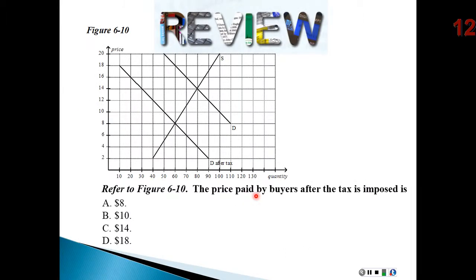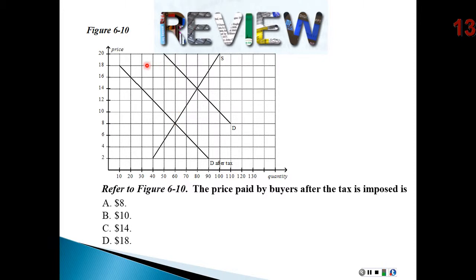The price paid by buyers after the tax is imposed. Okay, so here we have the original equilibrium, the original demand curve, the original supply curve. Original equilibrium is here, $14. After the tax, this would be the new equilibrium. We would take that up to the original demand curve. This would be our tax wedge.